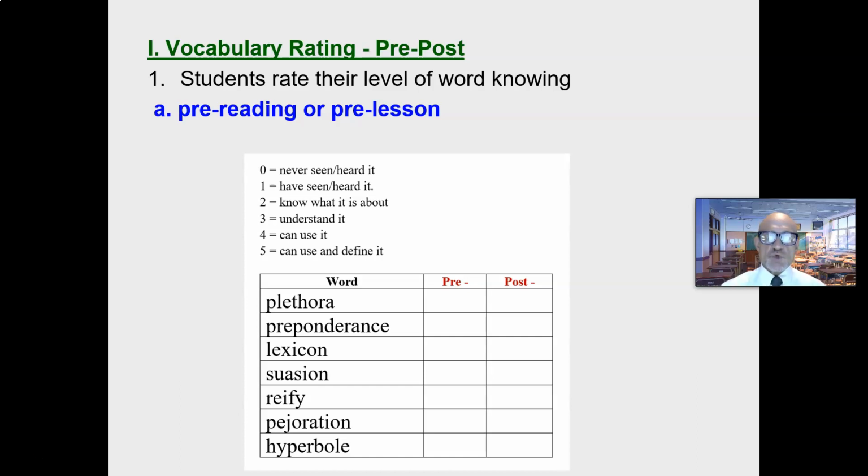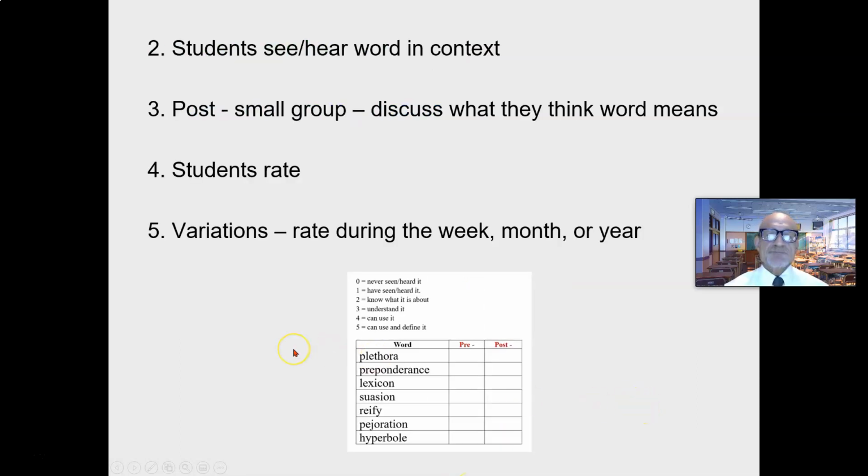Here you have students rate their level of word knowledge either before reading or before a lesson, and they simply see the word out of any meaningful context, and you can use some sort of rating system like that pre. Now, given a pre, this means there's going to be a post. Then, students see or hear the word in context. That means they read the chapter or have the lesson.